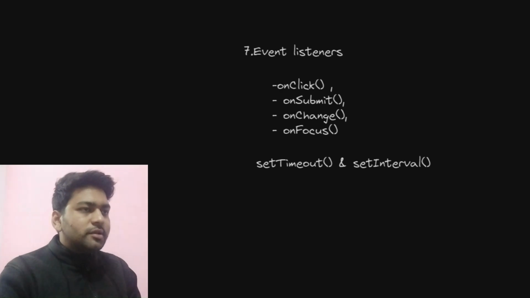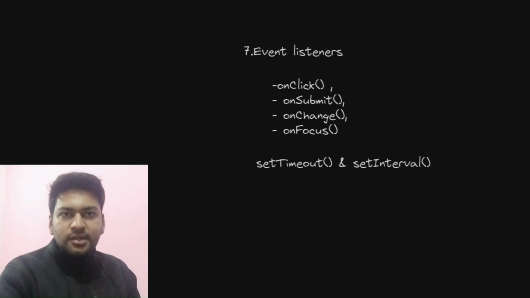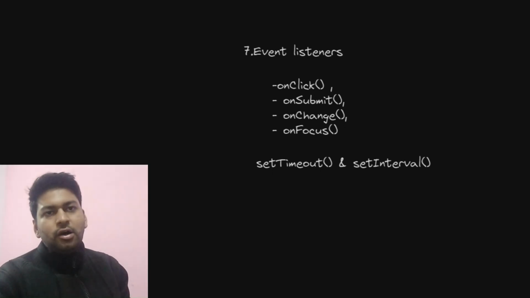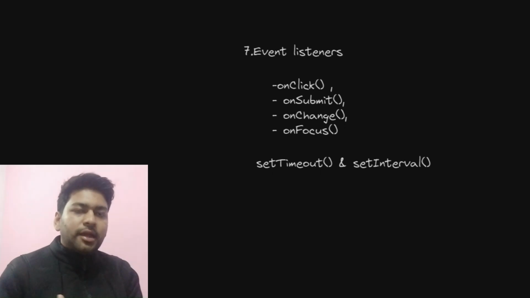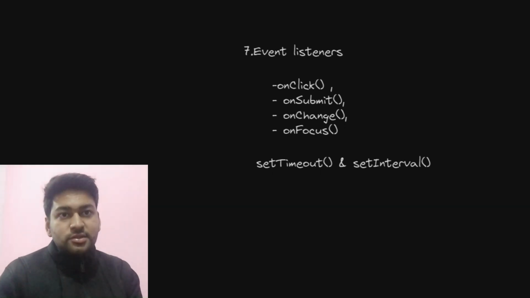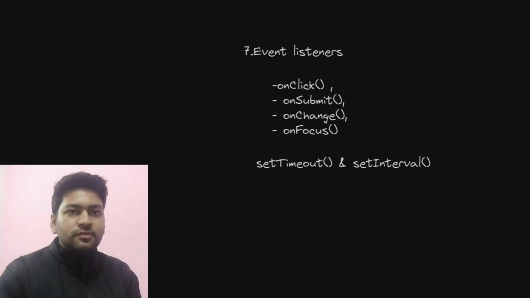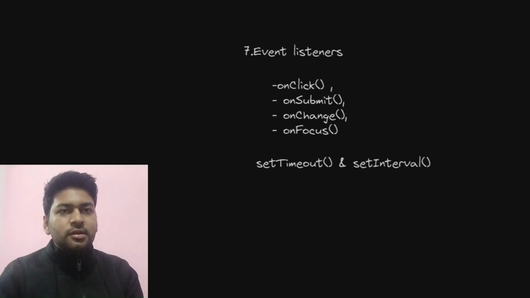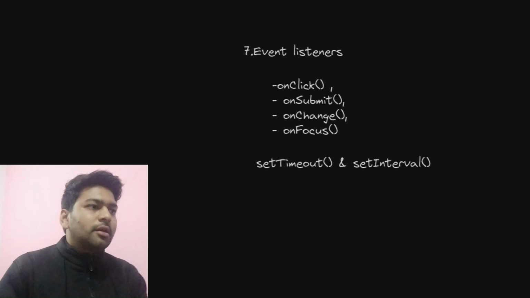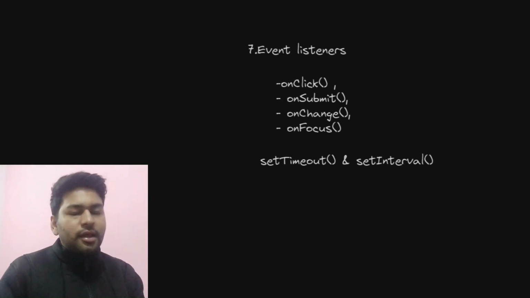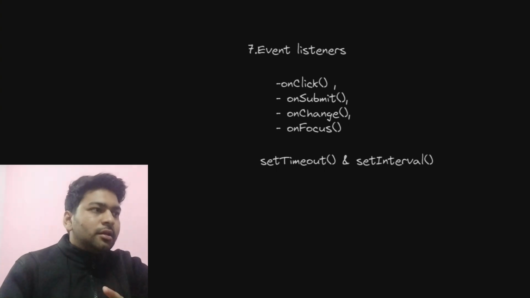So moving ahead to our seventh topic, that is event listeners. Event listeners are used to listen for and respond to events, for example user actions. You can take examples like how we click in JavaScript: onclick, onsubmit, onchange, onfocus. All these things, how they work in JavaScript behind the scenes. If you're clicking on some buttons, it is really useful for you to know how onclick works. Along with this, you should also know setTimeout and setInterval.